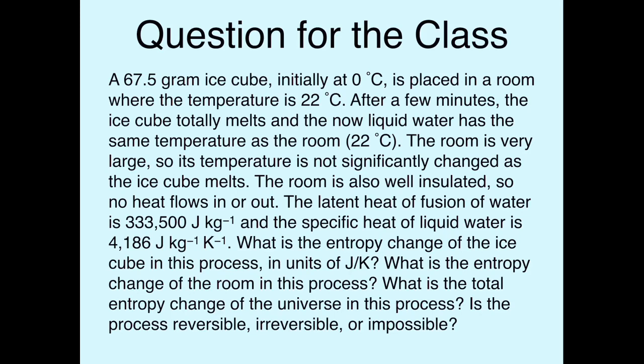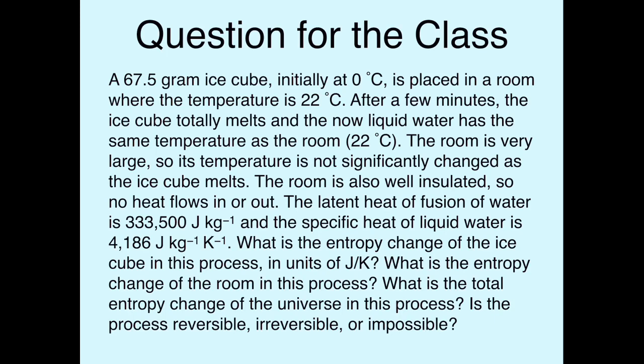So here we have a 67.5 gram ice cube, initially at 0 degrees Celsius, which is placed in a room where the temperature is 22 degrees Celsius. After a few minutes, the ice cube totally melts, and the now liquid water has the same temperature as the room, which is 22 degrees Celsius. The room is very large, so its temperature is not significantly changed as the ice cube melts. The room is also well insulated, so no heat flows in or out of the room.